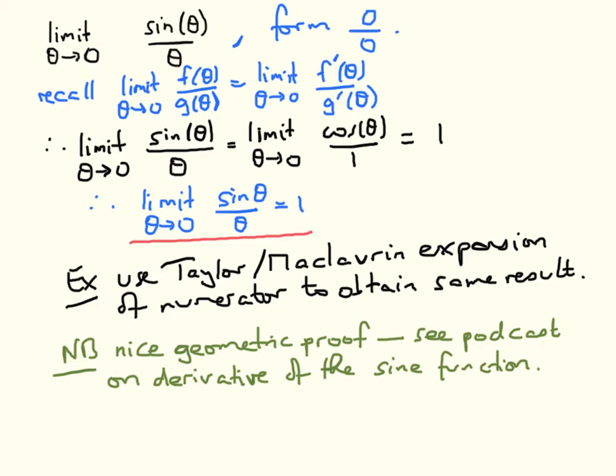And I will leave an exercise for you to show that if you look at the Maclaurin expansion of the sine of theta, then you will obtain exactly the same answer. That's just looking at it in the same way that we alternatively considered the previous exercise. There is also an extremely nice and important geometric proof of this result, and you can find that if you look at the podcast on the derivative of the sine function, and that's well worth being on top of. Okay, so with that, let's move on to the final question.